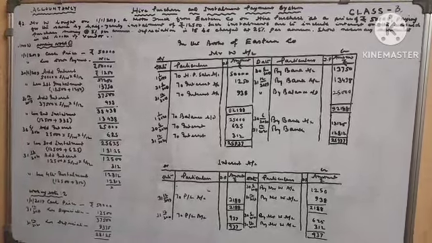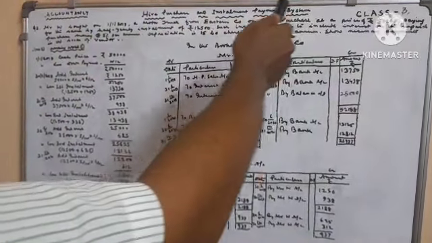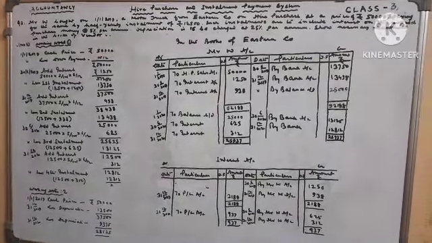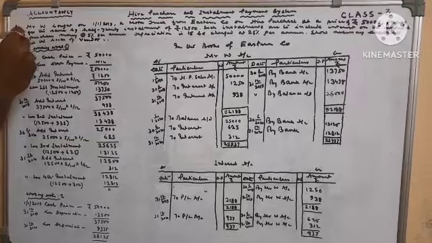Today's subject is accountancy. Chapter name: Hire Purchase and Installment Payment System, Class 3. A question has been given regarding hire purchase and installment payment system.